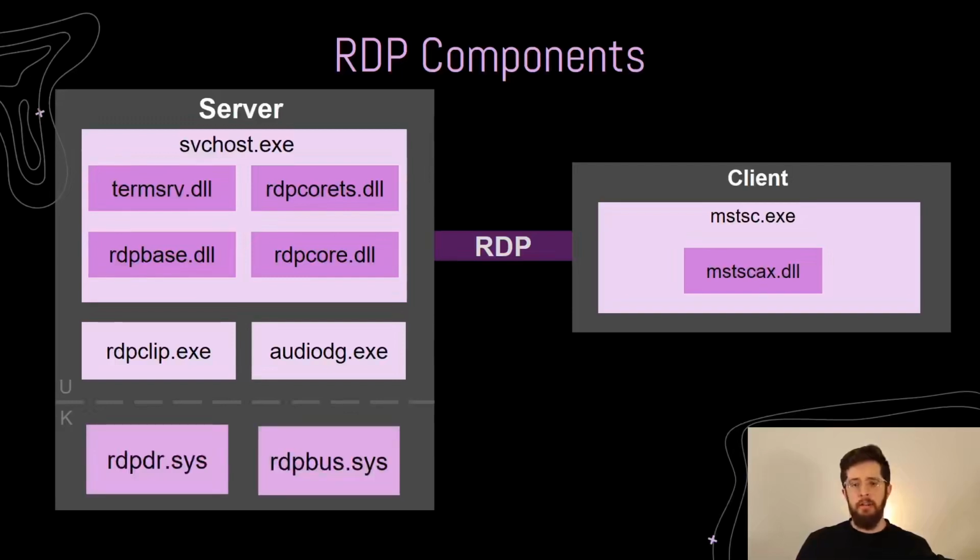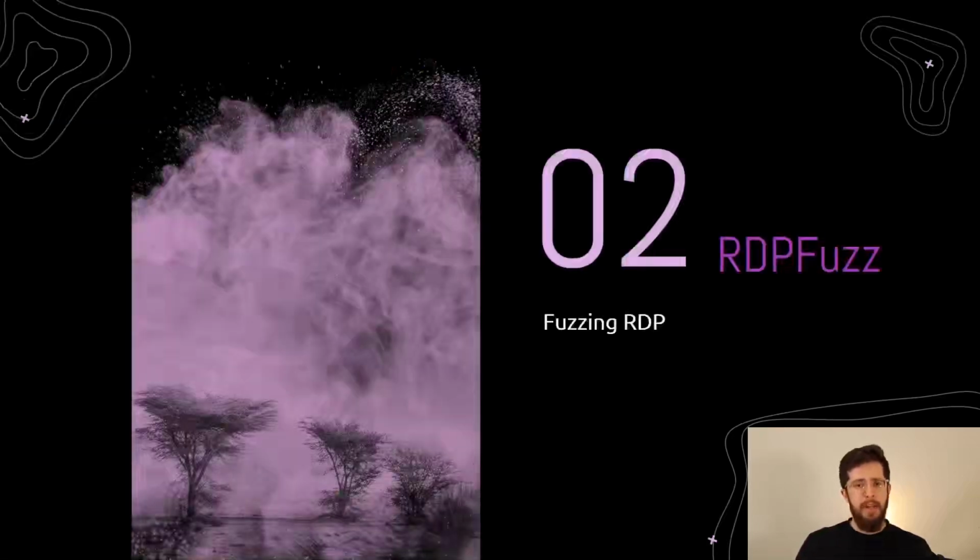And finally, the server also has a few kernel modules that it loads in order to handle some channel functionality. For example, you can see RDPDR here, which is responsible for device redirection from the server to the client. So these are our software components. And now let me hand you over to Or to continue and talk about fuzzing.